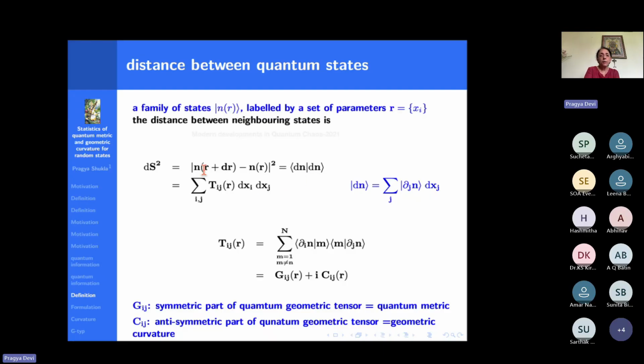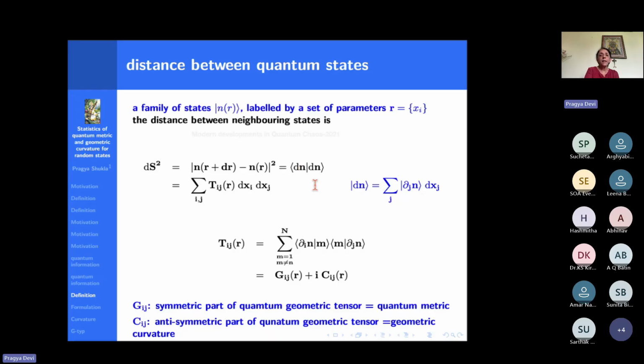Now if you expand this in a Taylor series, you can write it in terms of the overlap between dN and dN, where dN is the small change. What you are saying is, if you change the parameters of the state slightly from R to R plus dR, how has this state changed with respect to its original position? So naturally you are considering the change in the parameter space, and you can write it in terms of the partial derivatives.